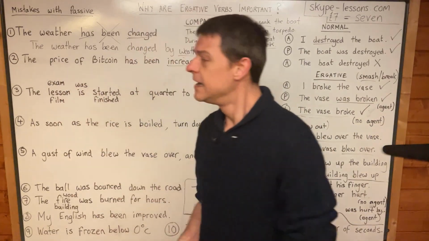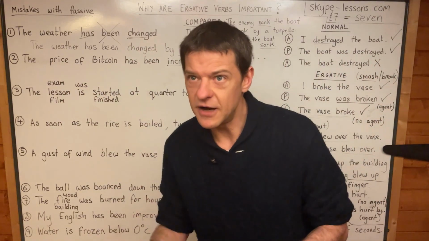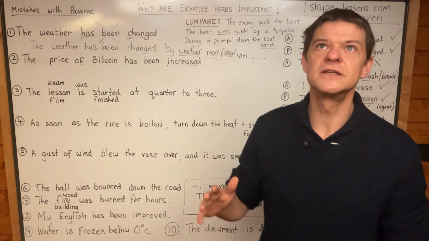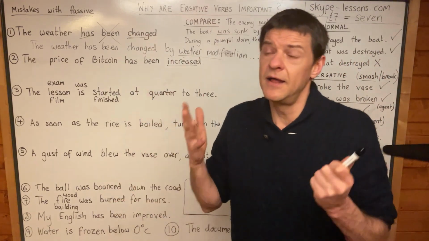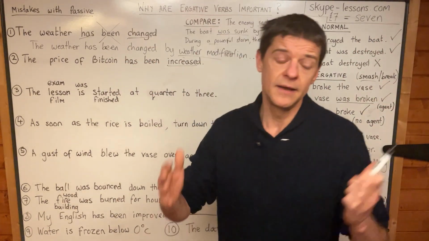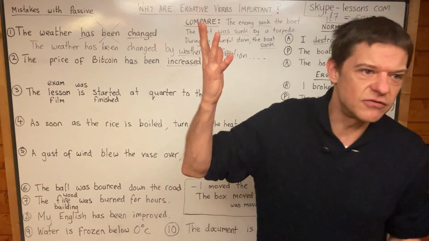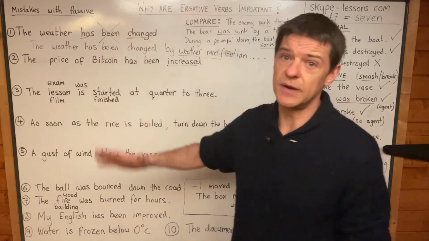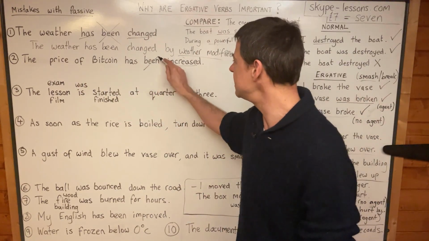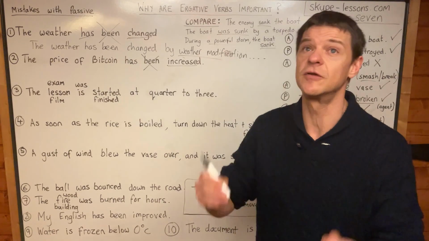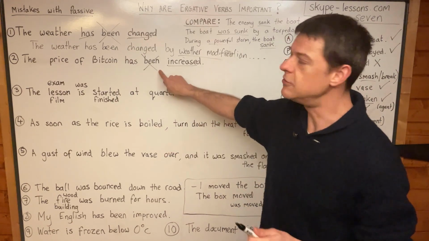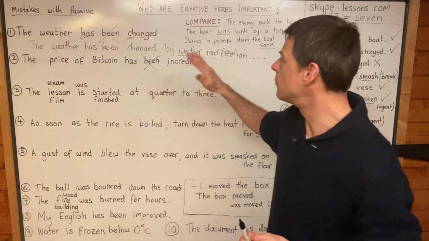Now let's look at number 2, and I want you to remember that you can increase prices. A company can increase prices, but some prices are not increased or decreased by anybody. Some prices, the price of gold, the price of silver, the price of real estate, the price of Bitcoin, they're not changed by anybody. Nobody increases or decreases the price. These prices fluctuate according to market forces, and that's why we would not say the price of Bitcoin has been increased. We would say the price of Bitcoin has increased, or the price of gold has decreased. If there's no agent, don't use passive, use active. The price of Bitcoin has increased.